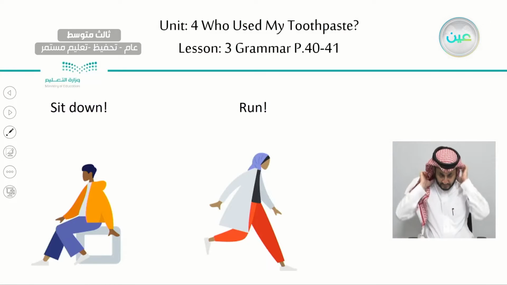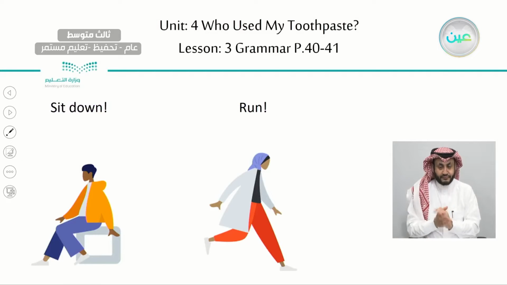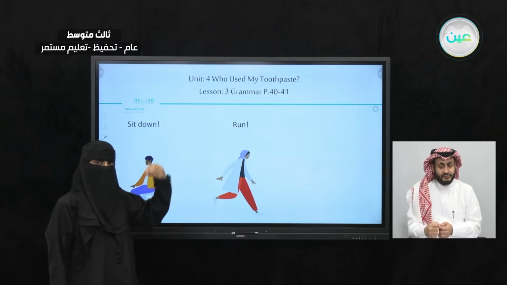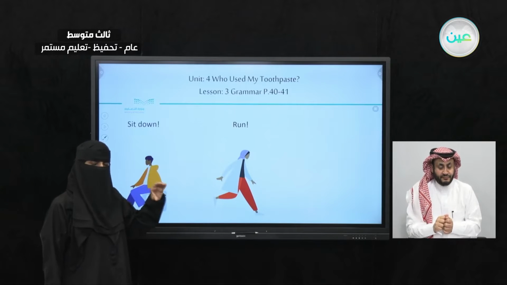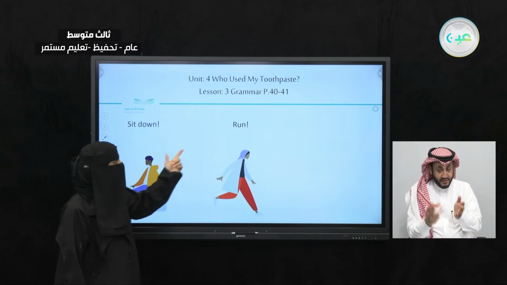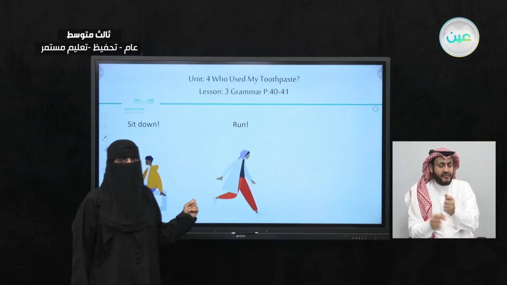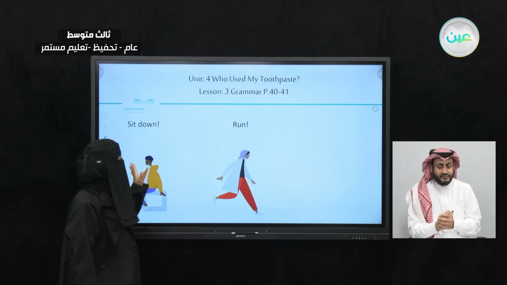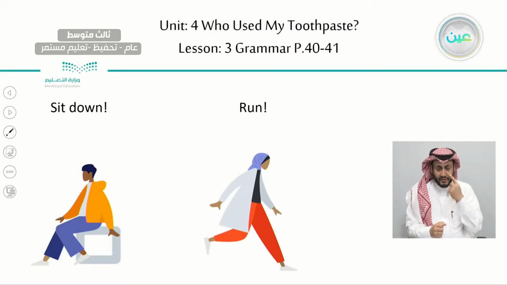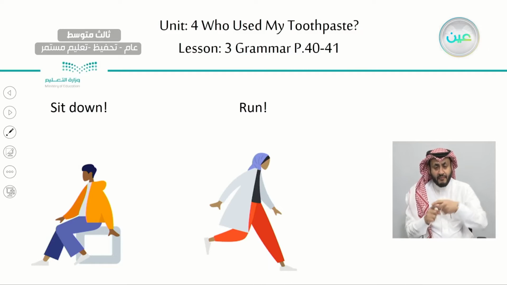I want you now to open your books. We will just finish this part related to grammar. The last, we have 3 parts in our grammar. The third part, it's related to this one. You can find it in page 40, if you can open your books, page 40. Look at these 2 verbs. Can we read it together? The first one, sit down, okay? And here we have the verb run, okay?